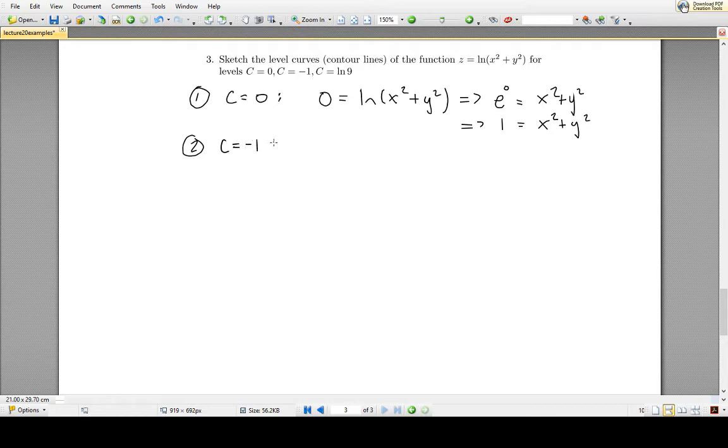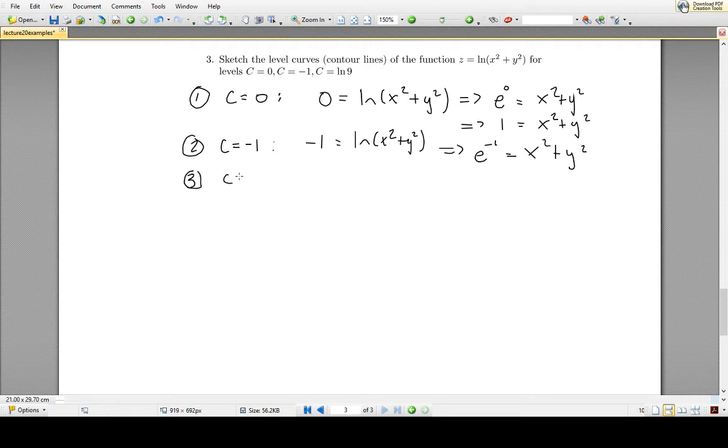So at c equals -1, I fix my height to be -1. And of course, like I did in the previous one, if I put this in the exponent of e, I can rearrange this to look like e to the -1 is equal to x squared plus y squared. So this again is a circle, but the radius is the square root of e to the -1. So if I took the slice at a height of -1, what I get is a circle with the radius of the square root of e to the -1. So this is another circle as well.